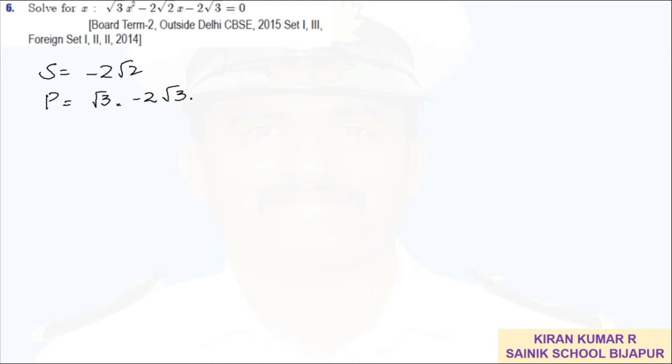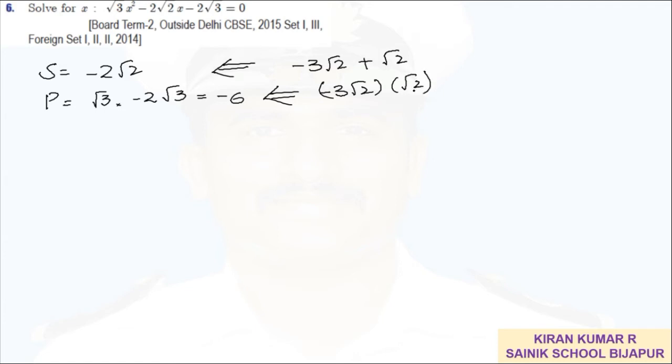So, root 3 times root 3 will become negative 6. So when do we get negative 6 as a product and the sum is negative 2 root 2? If I consider negative 3 root 2 and add root 2, I'll be getting the sum as negative 2 root 2. Same way, if I multiply minus 3 root 2 times root 2, root 2 into root 2 becomes 2, 2 multiplied by 3 will be 6. So negative 6 we get.